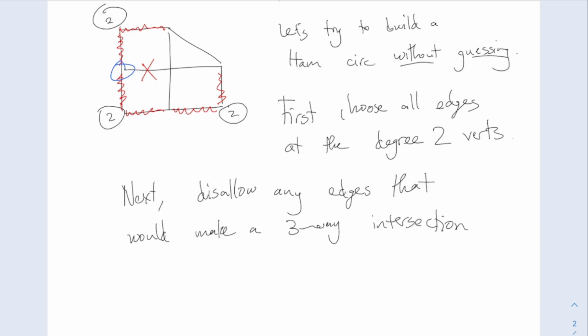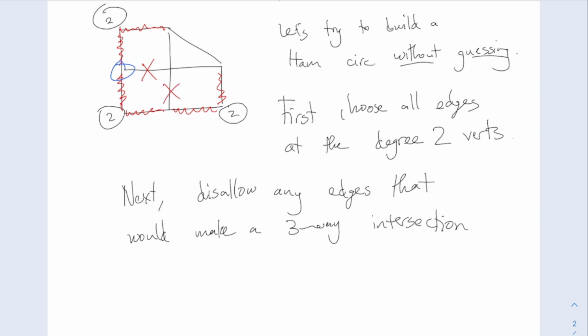Anyway, so first you choose the edges at any degree 2s. All right, then you will see some other vertices which already have 2. That means you can't use the other one. So right here, this would have made a 3-way. That means this is not allowed. Also this edge, right? For the same reason, right here, it would also make a 3-way if I chose that edge. So that guy is not allowed. Right there. All right.